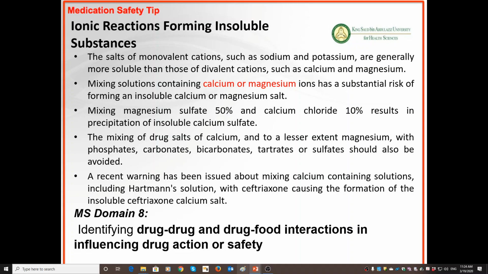For example, phenytoin is prepared in a parenteral solution with pH 12. When you mix it with a lower or different pH, it might cause precipitation. The third thing is ionic reaction. We highlighted this in red because it's a safety tip, or safety issue, that belongs to this domain. So very important, very serious. Also another example of physical incompatibility is the ionic reaction forming an insoluble substance, and this is really very serious, as I mentioned, especially the calcium and phosphate issue in TPN.